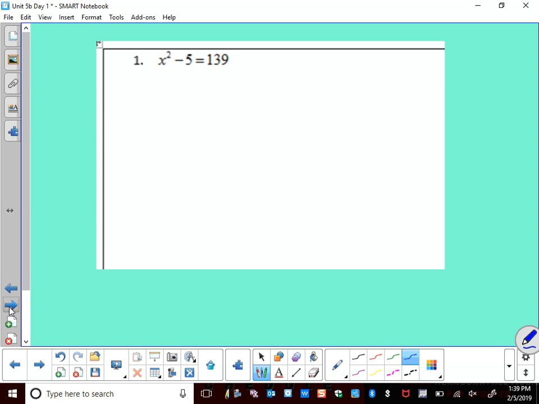All right, look at number 1. x squared minus 5 equals 139. I want this x by itself, so I have to move everything away from it. What needs to go first? Minus 5. The minus 5. So I'm going to add 5 to both sides to get rid of this 5. So I am left with 144. x squared is equal to 144.